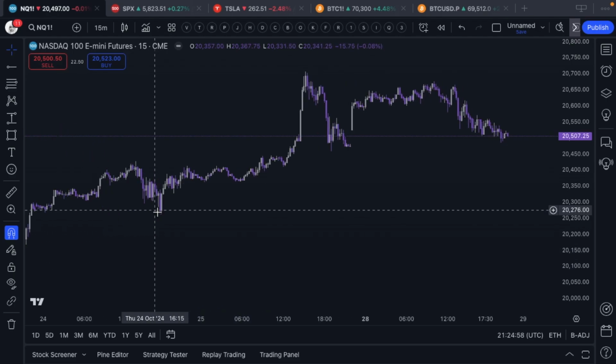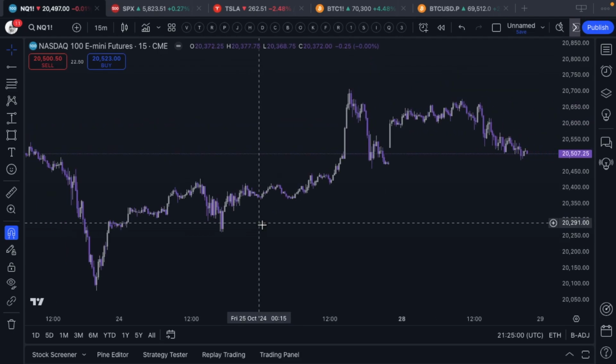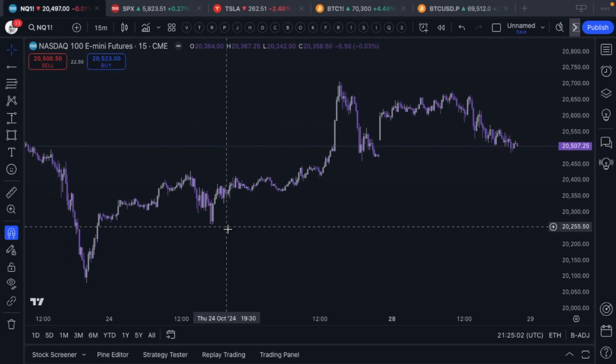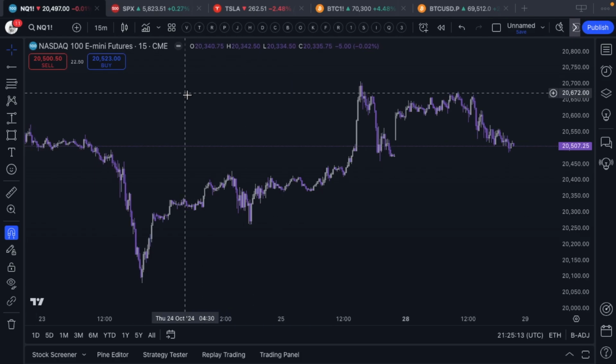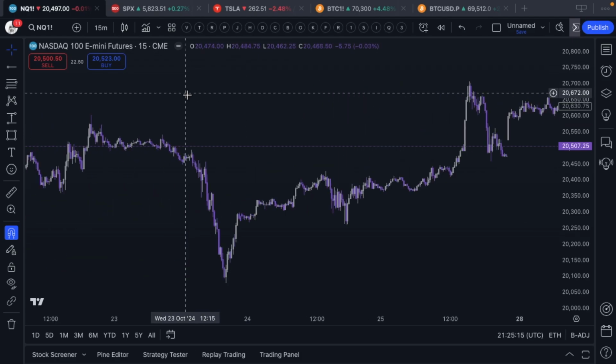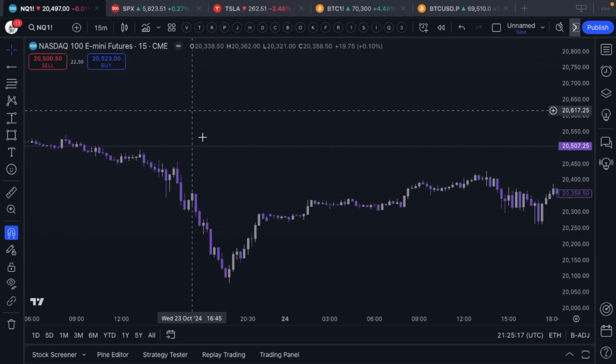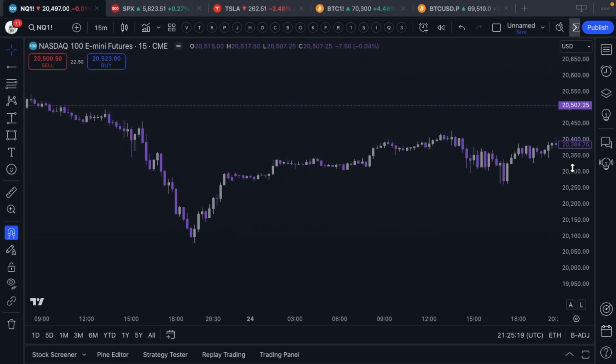The other thing about fair value gaps is we can make several videos on them, but they're also great indicators as to how the market is moving and what to expect.